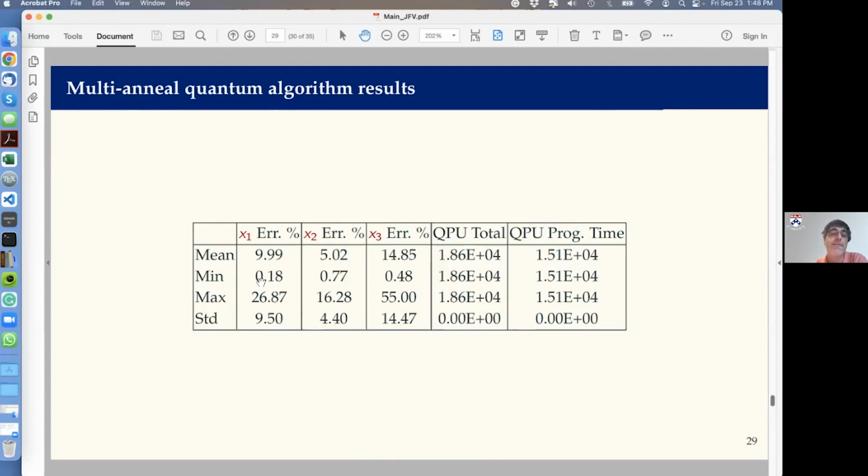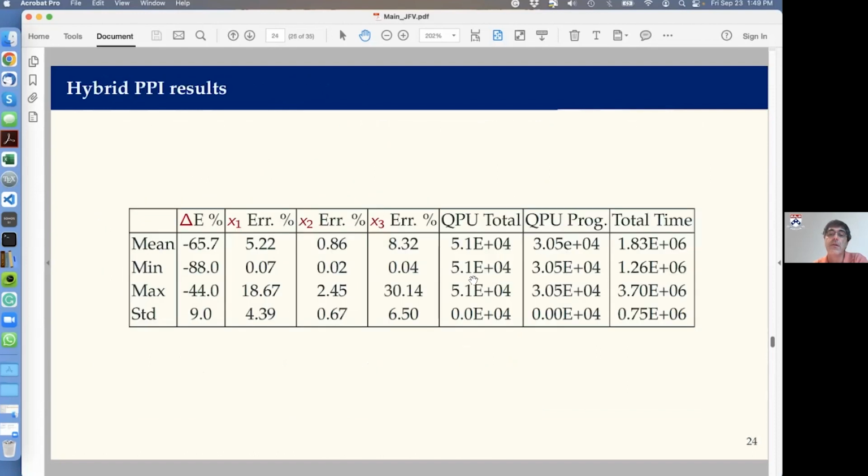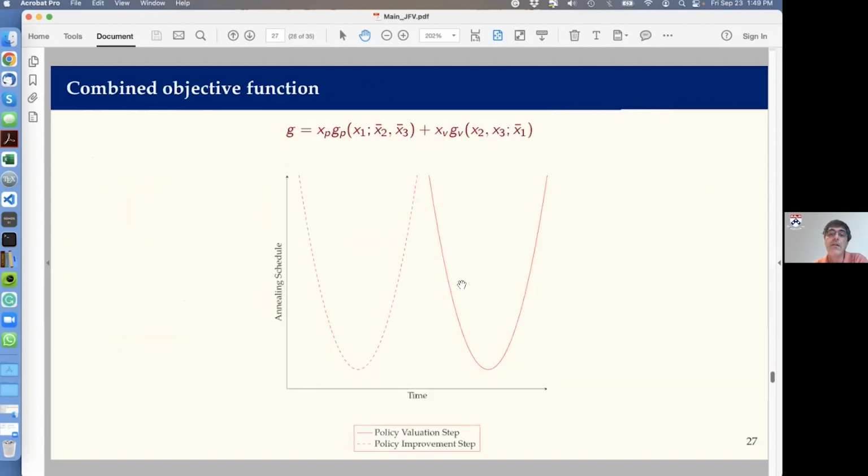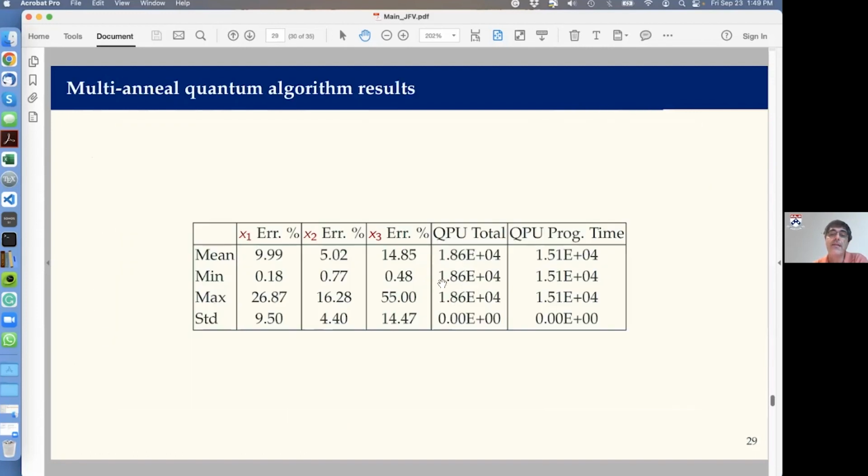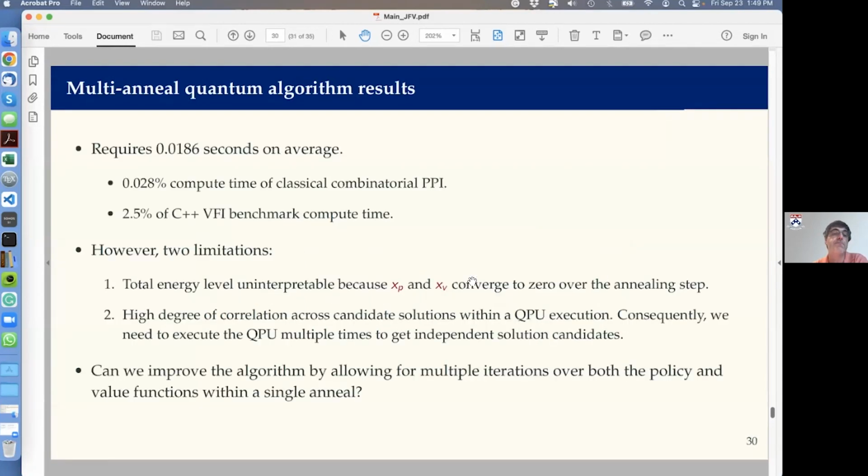We still get very, very good relative errors. If you look at the mean, it's 0.18, 0.77, 0.48. But look at the QPU totals: we have gone to 1.86 to the power of 4, but these are microseconds. We have reduced this a lot. Before we were at 5.1, now we are at 186, which means that we are already competitive with value function iteration in C++, which is the very best thing that we know how to do on a classical computer.